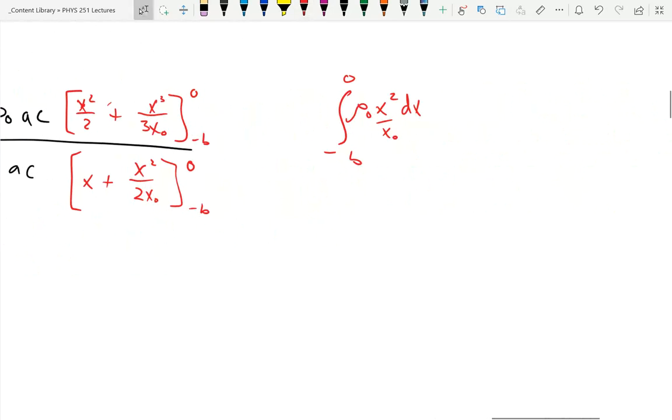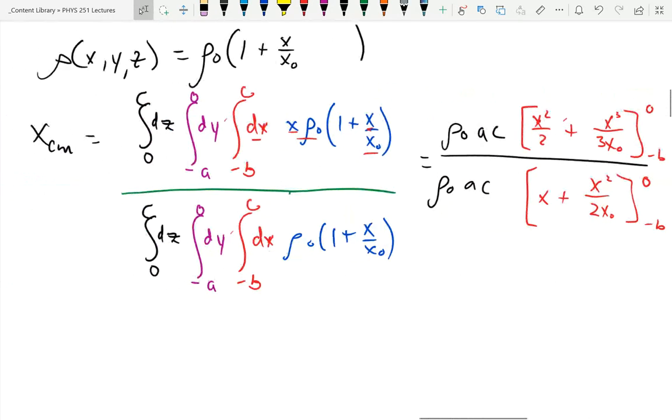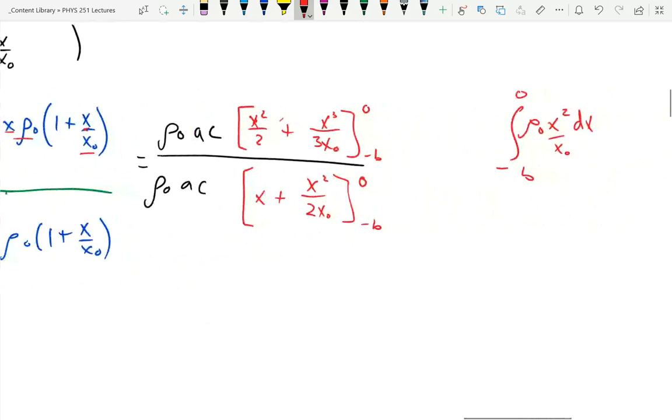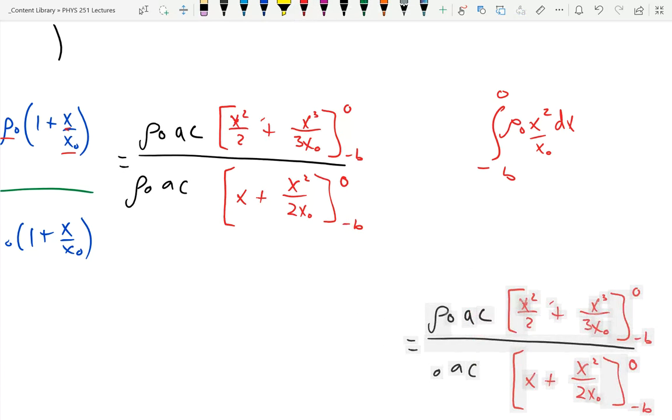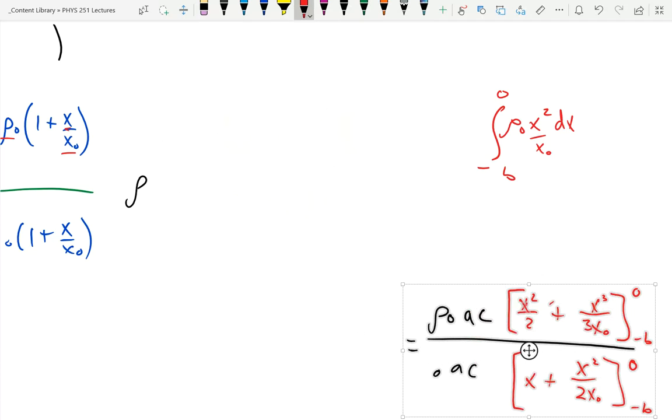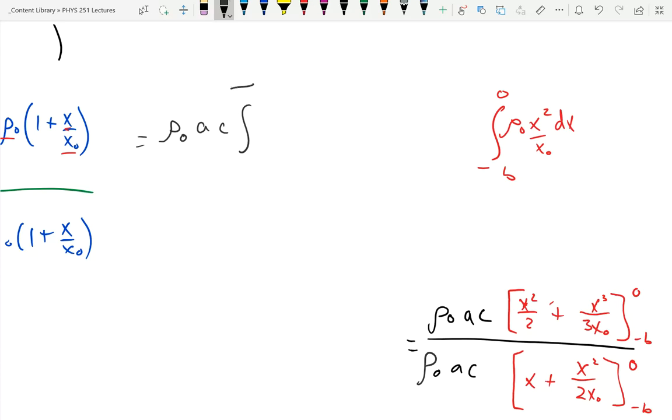So why did we take out the 1? Because the way I do this in my head is I break it up into two integrals. I broke that integral up into, equals rho 0 AC times the integral from minus b to 0. Since I factor out the rho 0, I have to factor it out there.